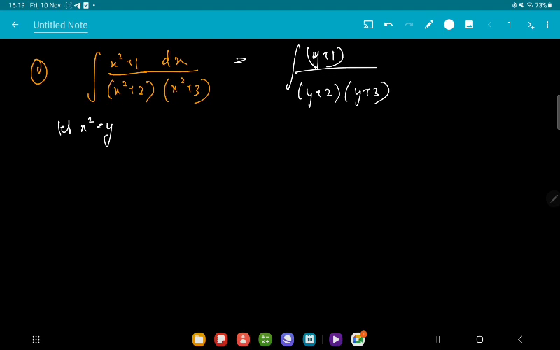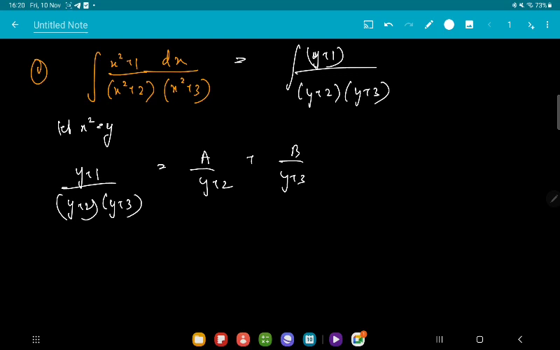So here now you can change it as y plus 1 over y plus 2, y plus 3. Partial fraction method I'm applying: A over y plus 2, B over y plus 3 it will be. So comparing the coefficients of the numerator: A(y plus 3), B(y plus 2).